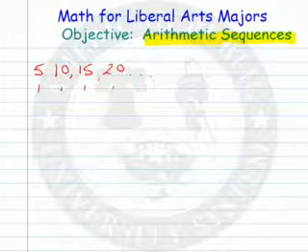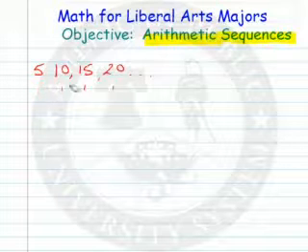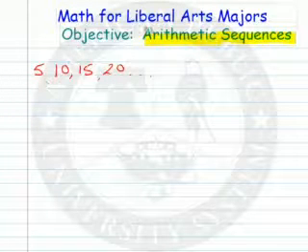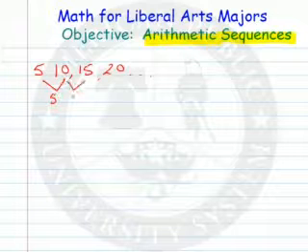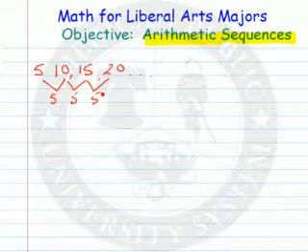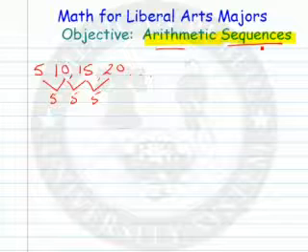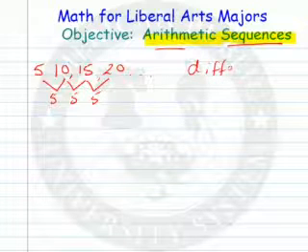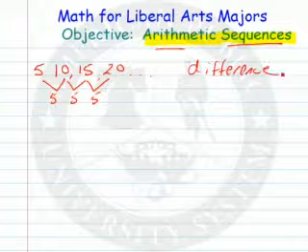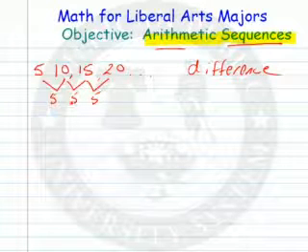If those terms have a difference between them of the same amount, the difference here is 5, here is 5, here is 5, this particular kind of sequence is called an arithmetic sequence. And that difference between them is called the common difference. If that difference is always the same, it's arithmetic. Now, suppose they want to find the 20th term in this sequence.